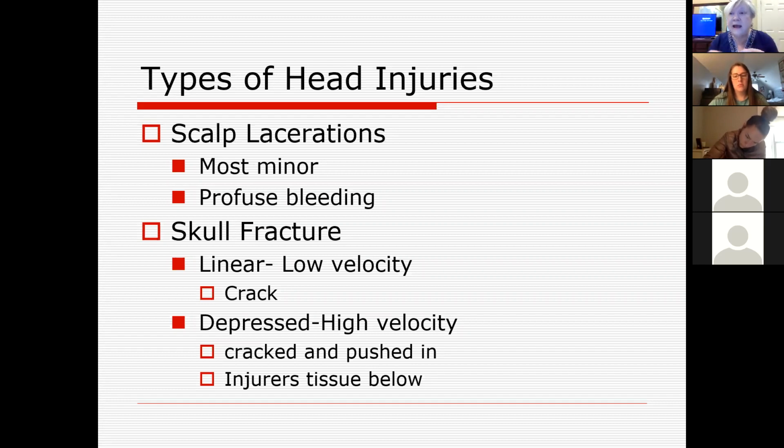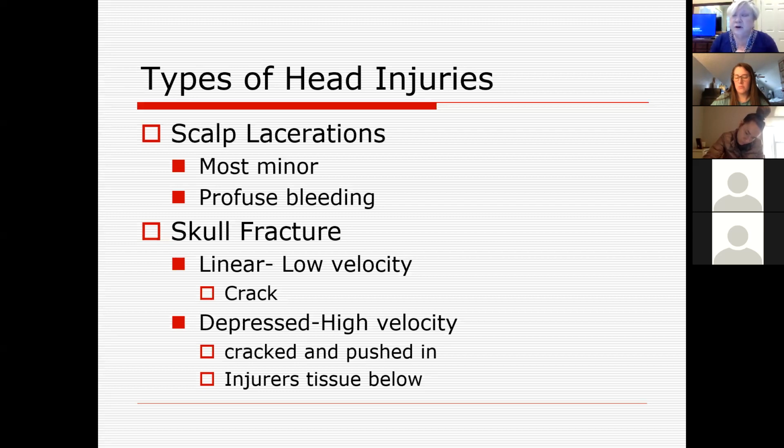Well, that means I have an increased intracranial pressure if my box gets smaller. So depressed skull fractures are worse than just a linear where you just crack your noggin. Okay? So we worry about depressed skull fractures. So they're going to have to go in and elevate that skull fracture so that the box is in its normal amount of volume again. You can't decrease the size of your cranium because you're going to have increased intracranial pressure.